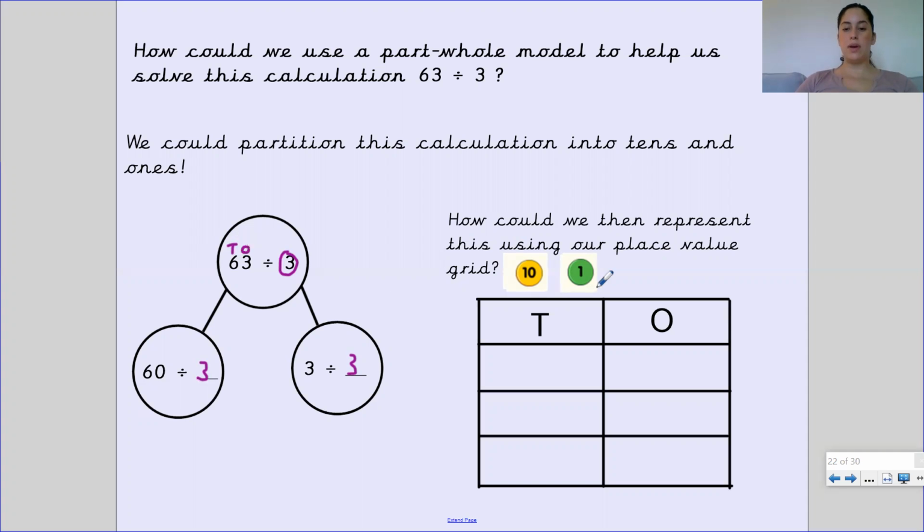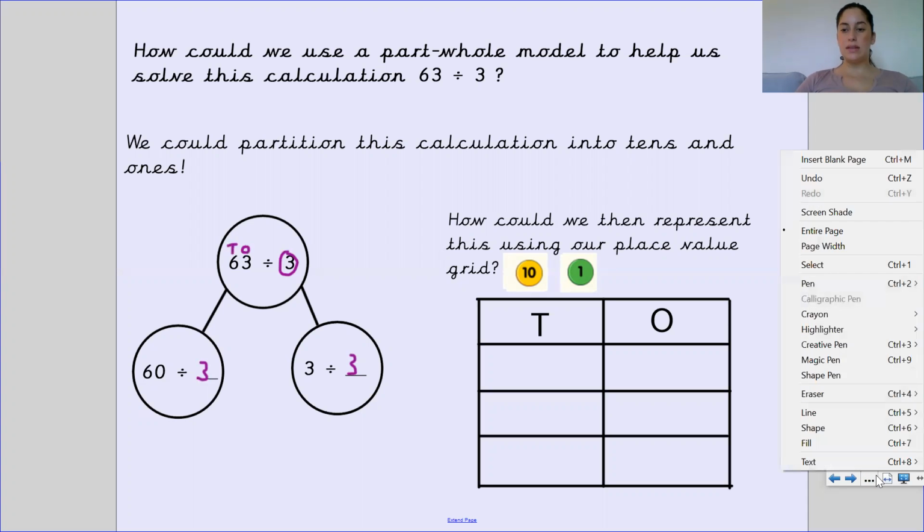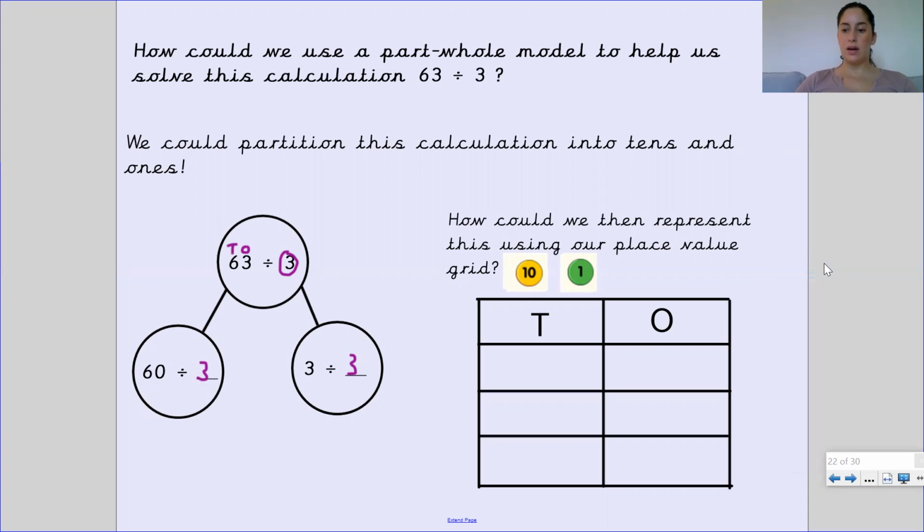So how many tens do we have? We've got 6 tens. So let's start by dividing our tens. We've got 6. 1, 2, 3, 4, 5, 6. I divided them one by one because we may not be sure how many we need in each group. So I've done 60 divided by 3.